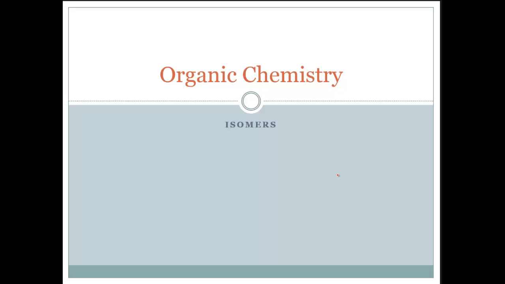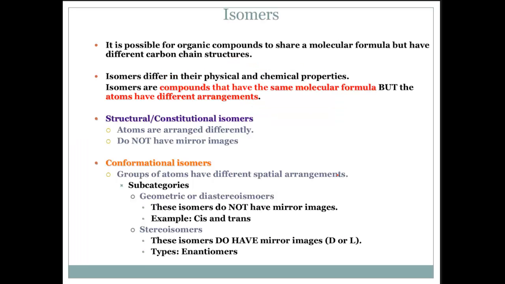In this tutorial, we will be discussing isomers. It is possible for organic compounds to share a molecular formula, but have a different carbon chain structure. These are called isomers, and there are several kinds. Isomers differ in physical and chemical properties.